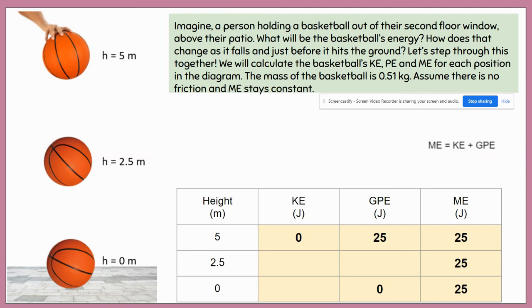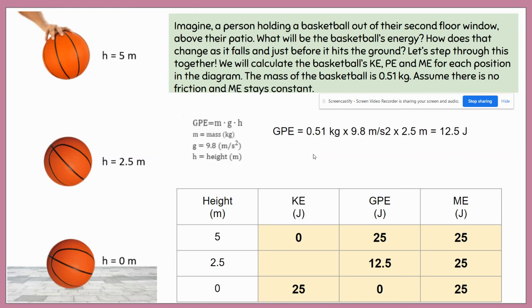So with very little effort, just reasoning skills, we have figured out a lot of the energies in the different positions. Let's take another one that we can complete here. Something plus 0 is 25, so my kinetic energy also there has to be 25. So all that we're left with are these two in the middle here, halfway down.